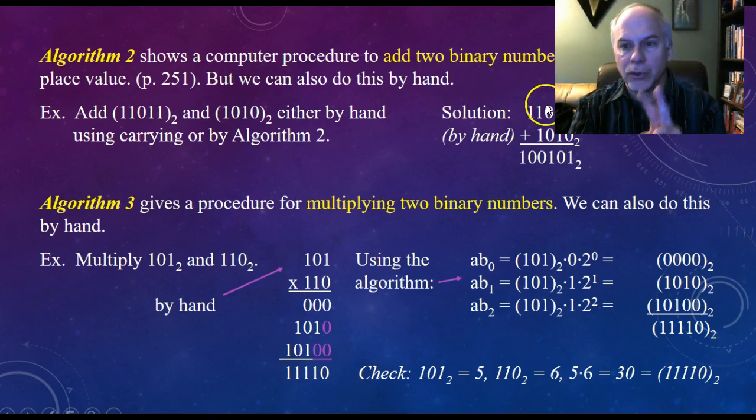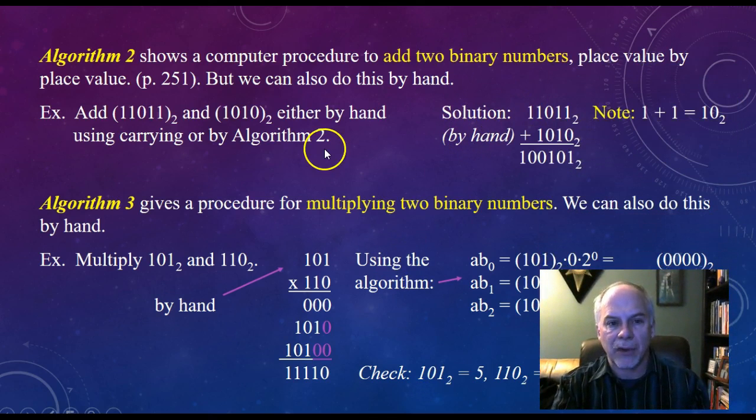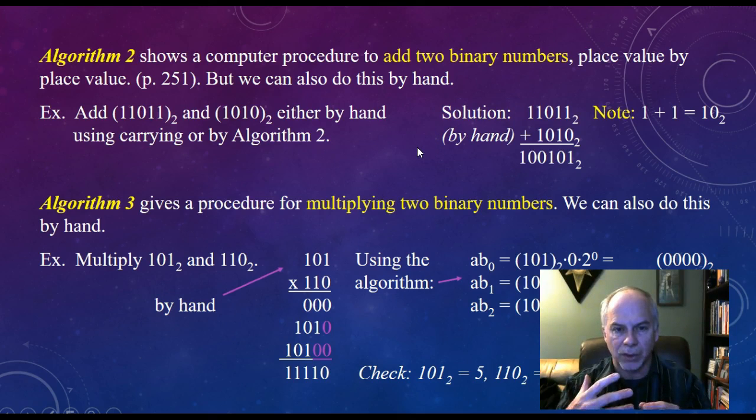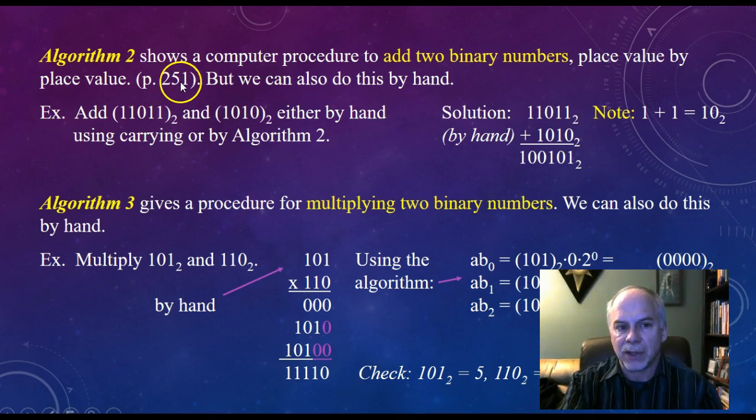Now, algorithm 2 is an algorithm for adding two binary numbers. So there might be some computer application where you needed some subprogram that could add two binary numbers together. And this is how to do that. But you can look at that on page 251. But we can also do this by hand.